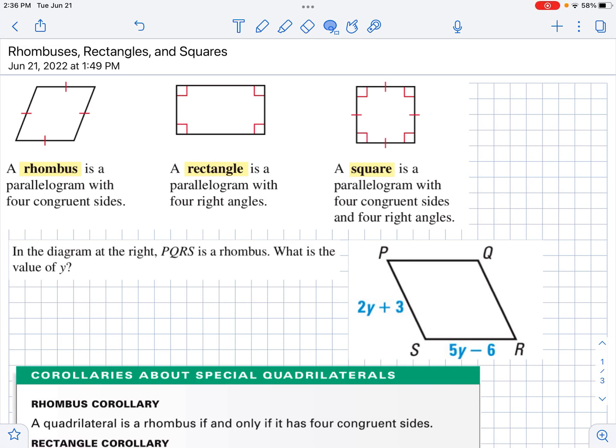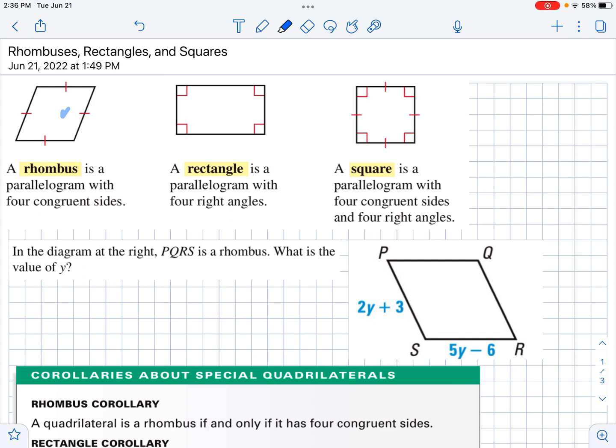Now we're going to explore rhombuses, rectangles, and squares just a little bit. Mainly learning the definition, what is a rhombus, what is a square, what is a rectangle, and also some of the properties that they have. So, first of all, if you have a quadrilateral and all the sides are congruent, then you got yourself a rhombus. And that's what we have here first, a rhombus.